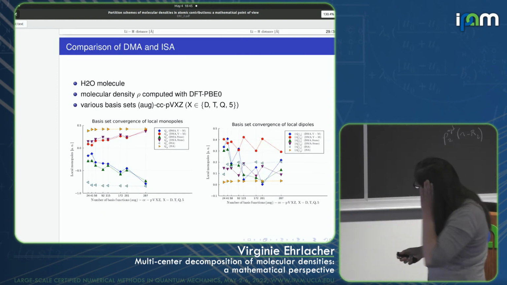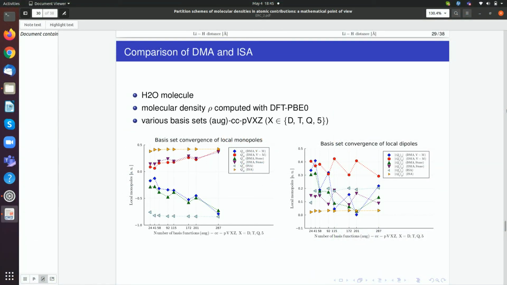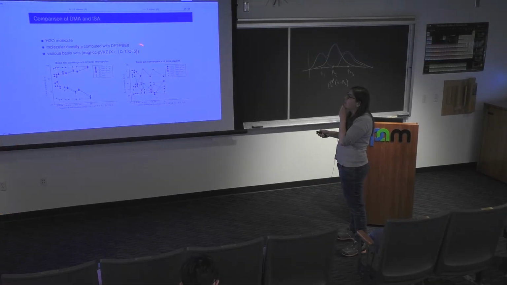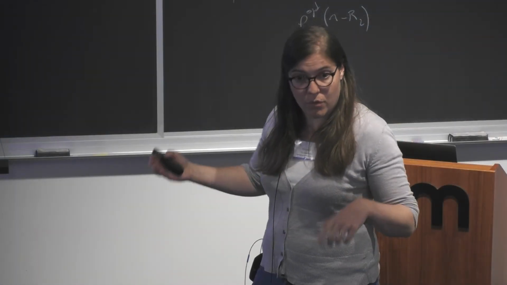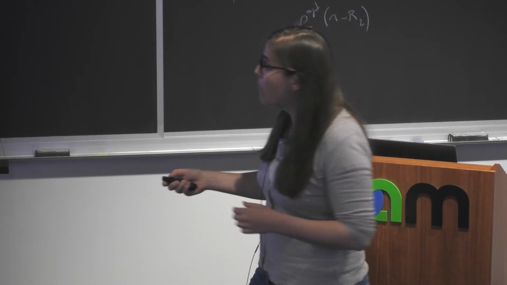Here, Robert compared results obtained by the ISA method with the DMA code that is used in MEBIA. Remember, the DMA code doesn't compute an AIM decomposition; it only computes partial charges and local dipolar moments in some way. He wanted to compare what was obtained on the H2O molecule with a molecular density computed with this method and various basis sets. The idea was to check, as you increase the size of the basis sets, what happens to the partial charges and local dipolar moments for both approaches.